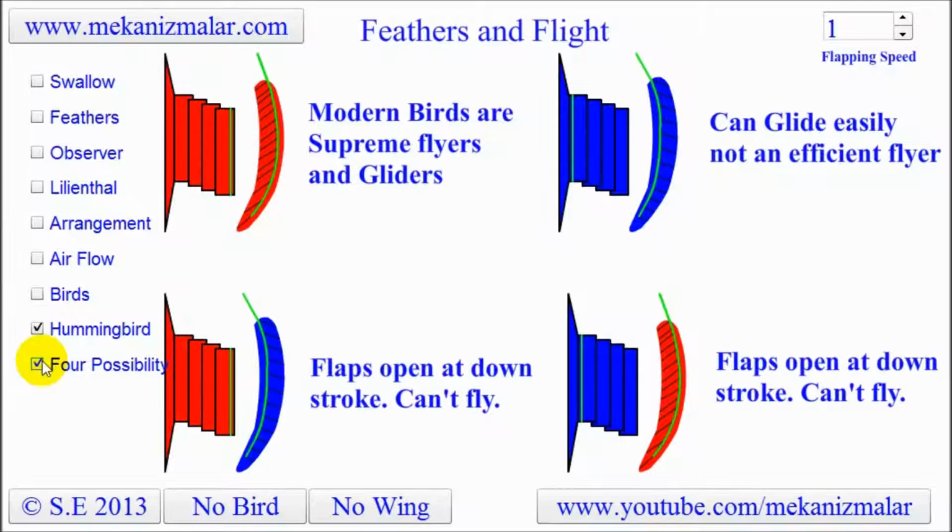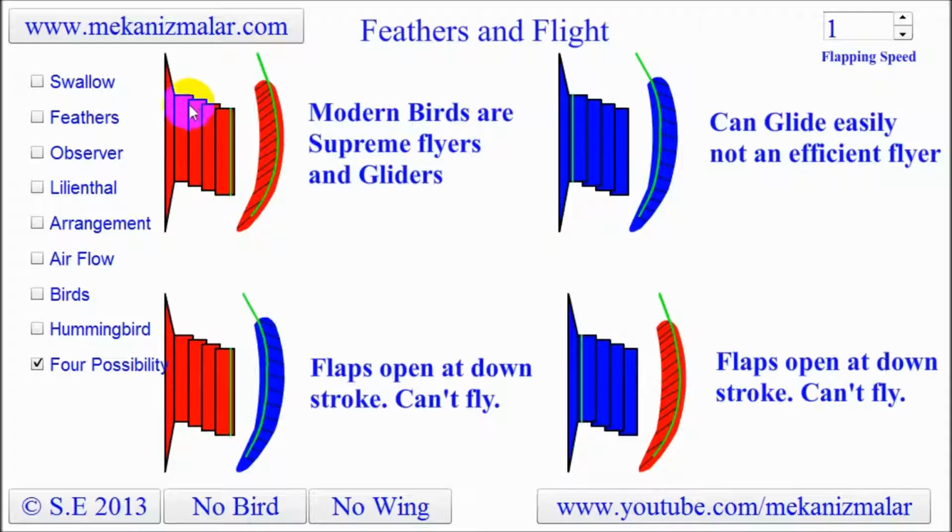This figure shows 4 possible combinations of feather arrangements. The first, a positive feather arrangement with positive feather. The second, negative feather arrangement with negative feather. Third, a positive feather arrangement with a negative feather. And finally, negative feather arrangement with positive feather.